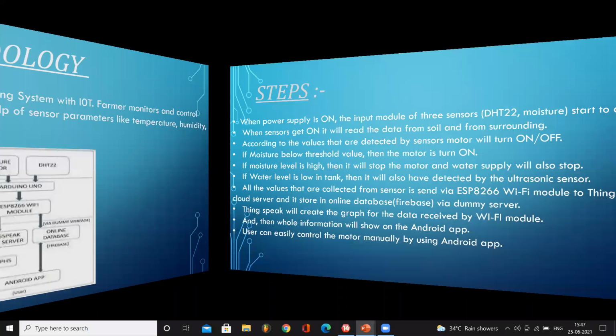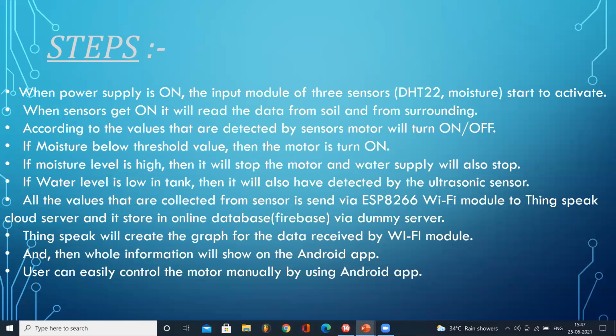So, here are the steps that we need to follow after the setup is done, and how it works. At first, when the power supply is on, the input module of three sensors, DHT22 and moisture, start to activate. After that, when the sensors are on, they read the data from the soil and from the surroundings. According to the values detected by the sensors, the motor will turn on or off.